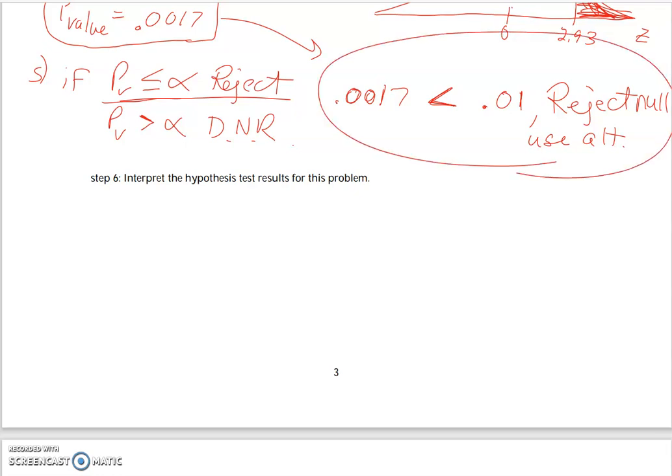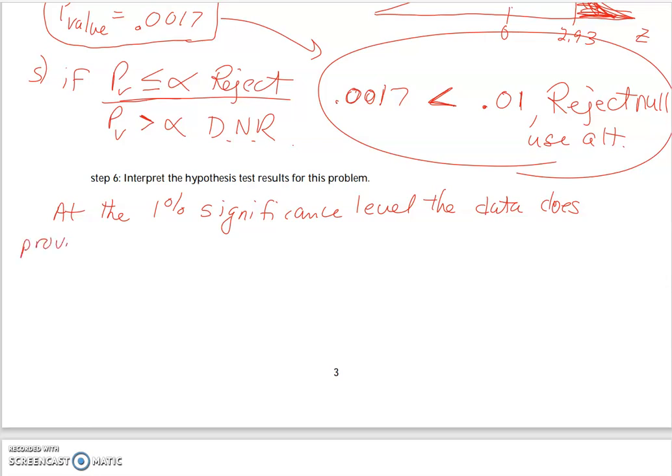So let's do our full interpretation. This was done at the 1% level. You always want to lead with that. So at the 1% significance level, the data does provide enough evidence to reject the null hypothesis.